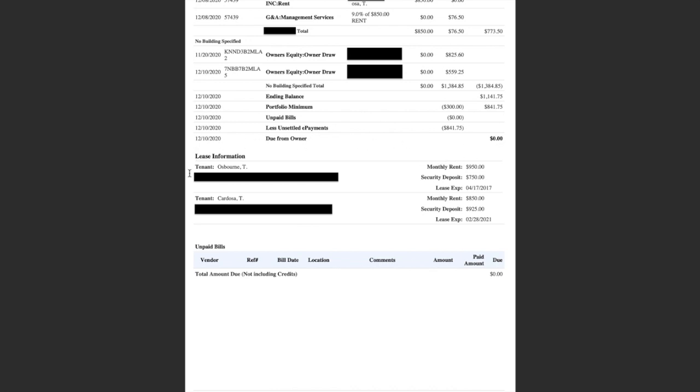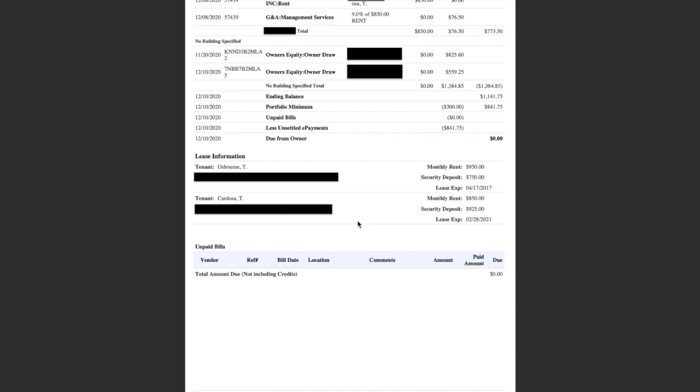Below that, we do have lease information. So all of your leases are going to show up here. It's going to have the tenant name. It's going to have the address, which is blacked out on this particular form. On the right side, you'll have the monthly rent for that lease, the security deposit for that lease, and the ending date for that lease.